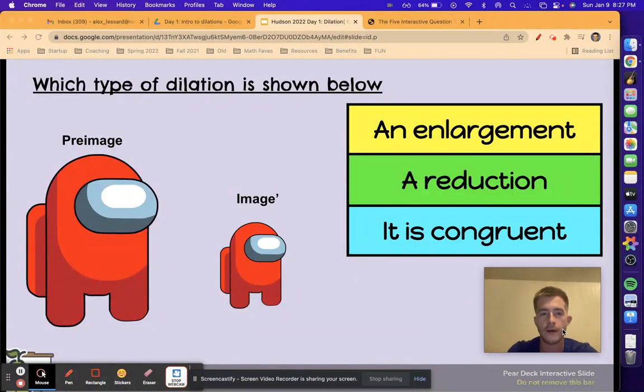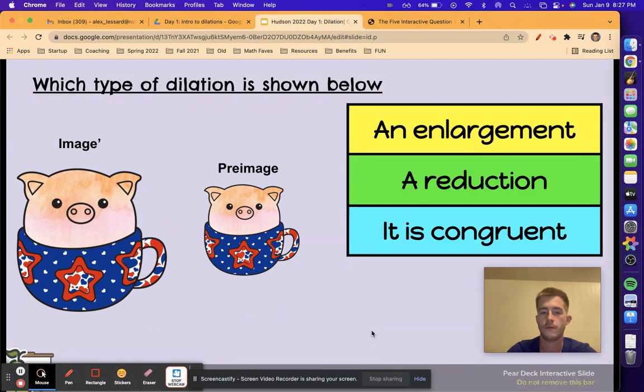Moving on. What type of dilation is shown below? Go ahead and take a minute on your Chromebook to answer this question. You can go ahead and pause this video until you've answered it, and then we'll move on. All right, next up, go ahead and try to answer this one. Which type of dilation is shown below? Please submit your answer on your Chromebook.